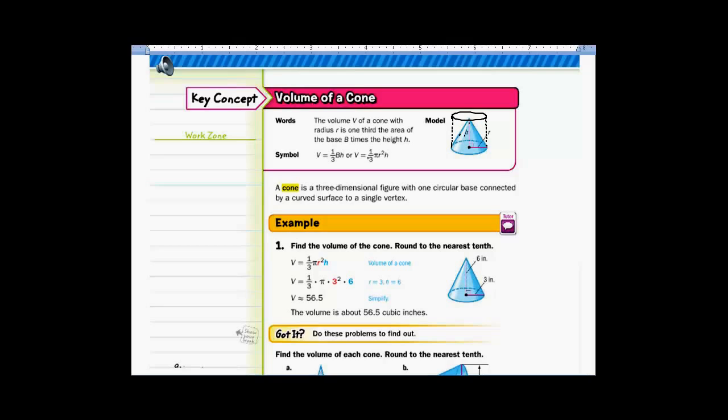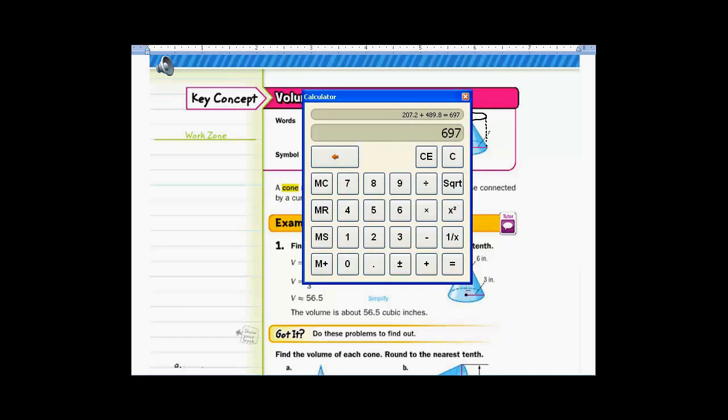So find the volume of the cone, round to the nearest tenth. So area of the base, pi times radius squared. So 3.14 times the radius, which is 3, squared, times the height. So 3.14 times 9, which is 3 squared, times the height, which is 6. I get 169.56. But again, it's a cone.